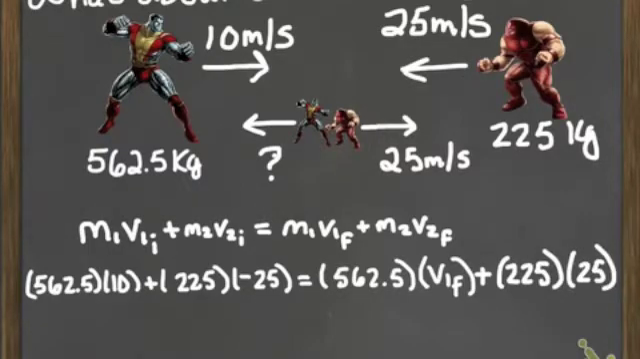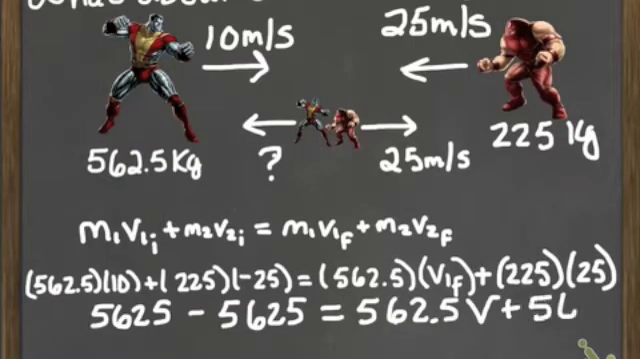If you notice, at the beginning I have the Juggernaut going negative 25 meters per second. But on the right-hand side of the equation, Juggernaut's going 25 meters per second. That's because he starts off going west, but then once he slams into Colossus, he ends up bouncing back in the opposite direction. So that's going to change the sign of his velocity. Let's solve for that.